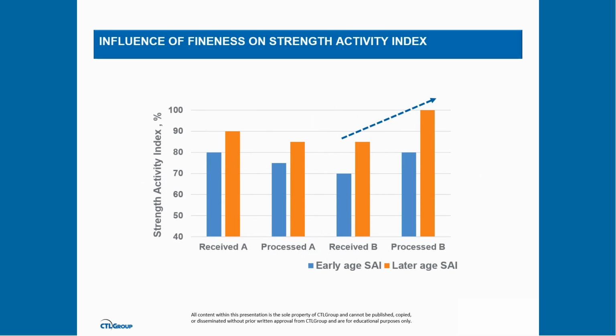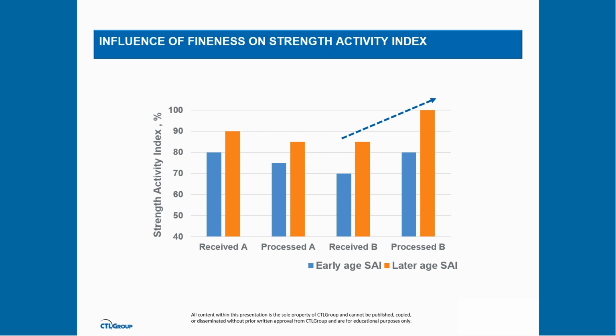This slide shows the influence of fineness on strength activity index. Previously, we saw two different ashes, ash A and ash B. For both of them we showed the fineness before and after processing. As you remember, ash B was finer when compared to ash A after processing.